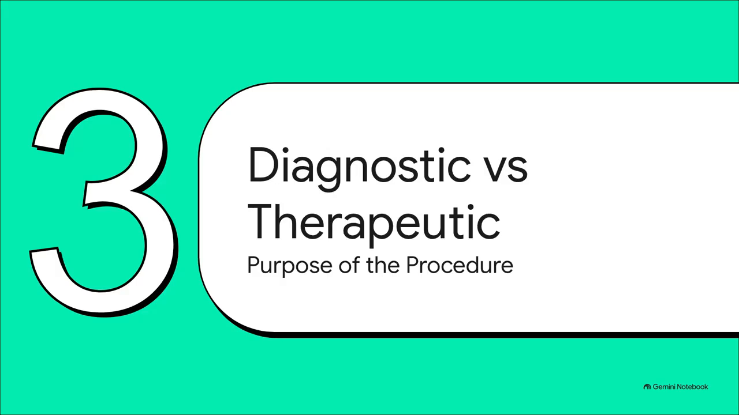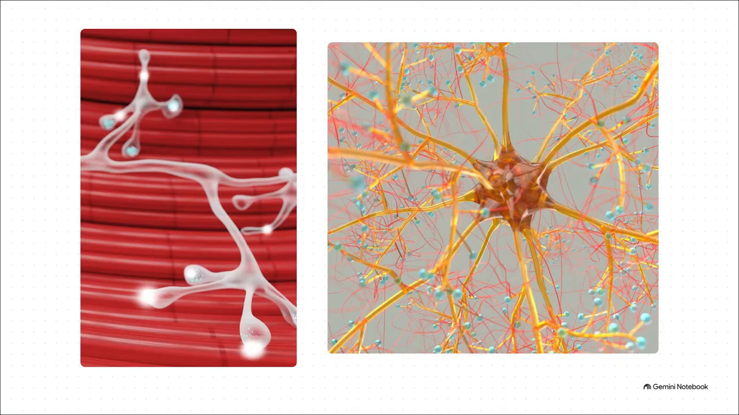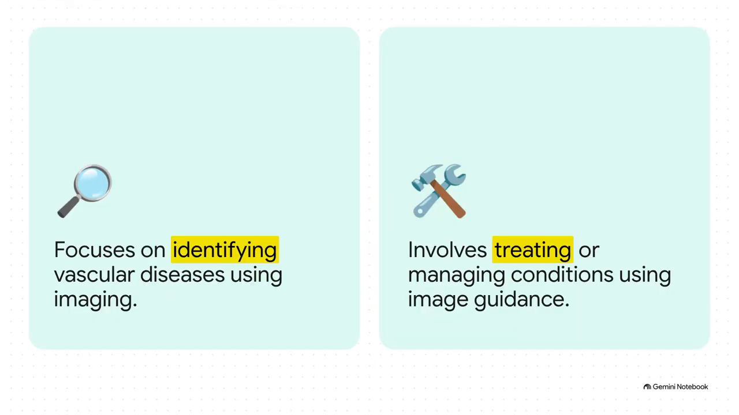Okay, Section 3. Diagnostic versus therapeutic IR. Once we know we're in the vascular realm, we have to determine the actual intent of the procedure. Why is the physician in that vessel to begin with? The human vascular system is an incredibly complex, sprawling web. Sometimes we just need to navigate it to map out a problem, and other times we have to go in and actively repair it. The big takeaway here is figuring out, are we just looking or are we actively fixing?